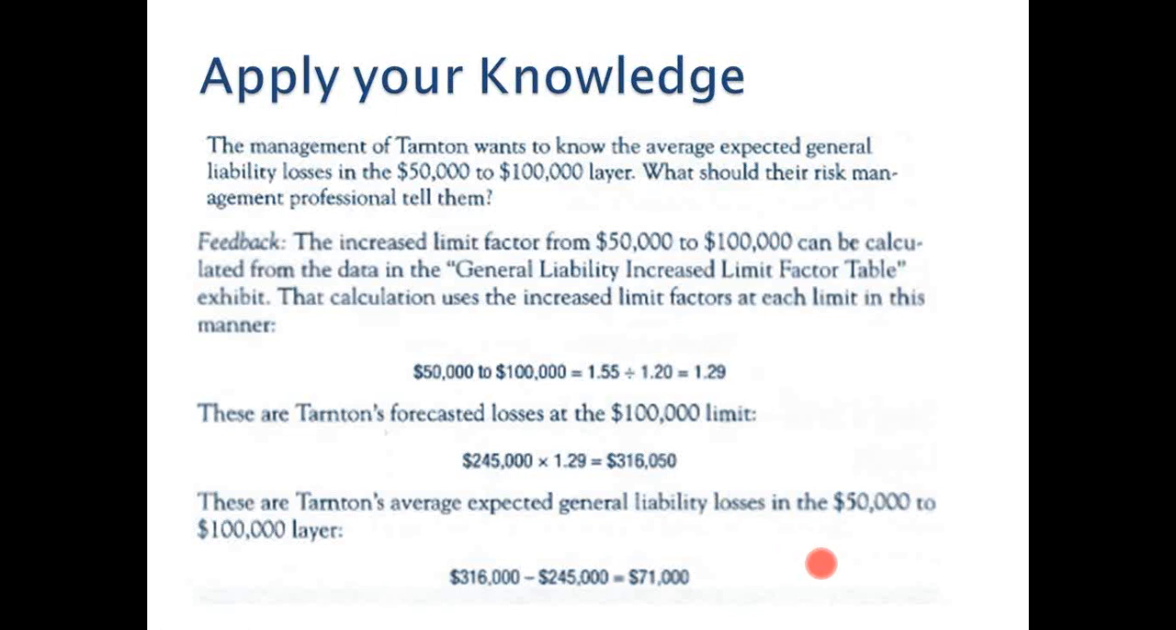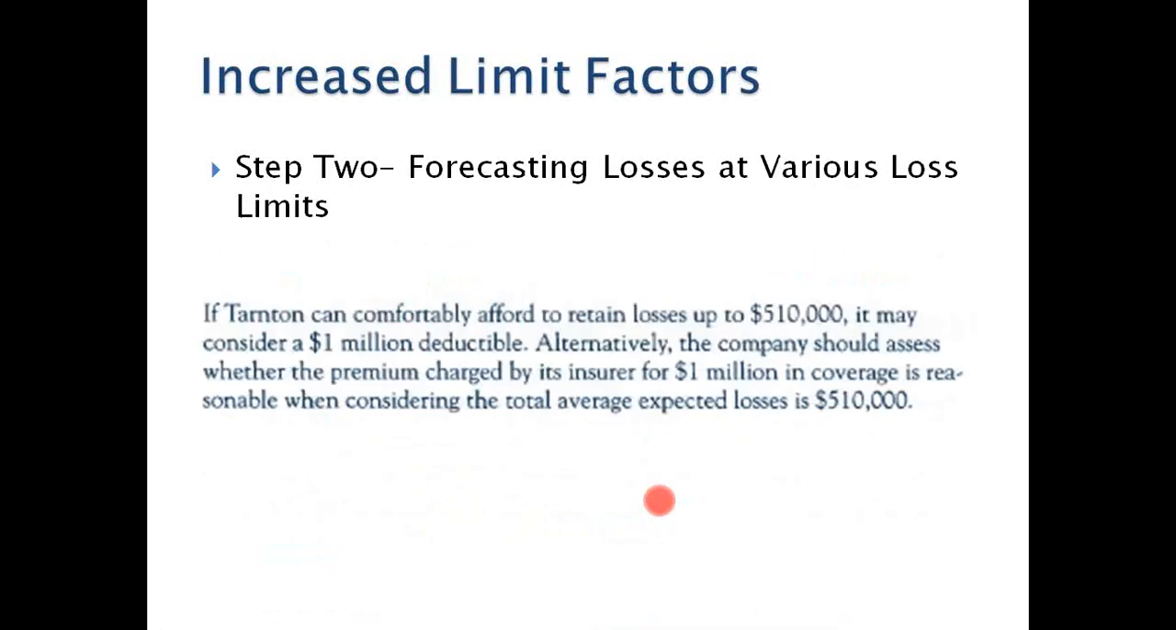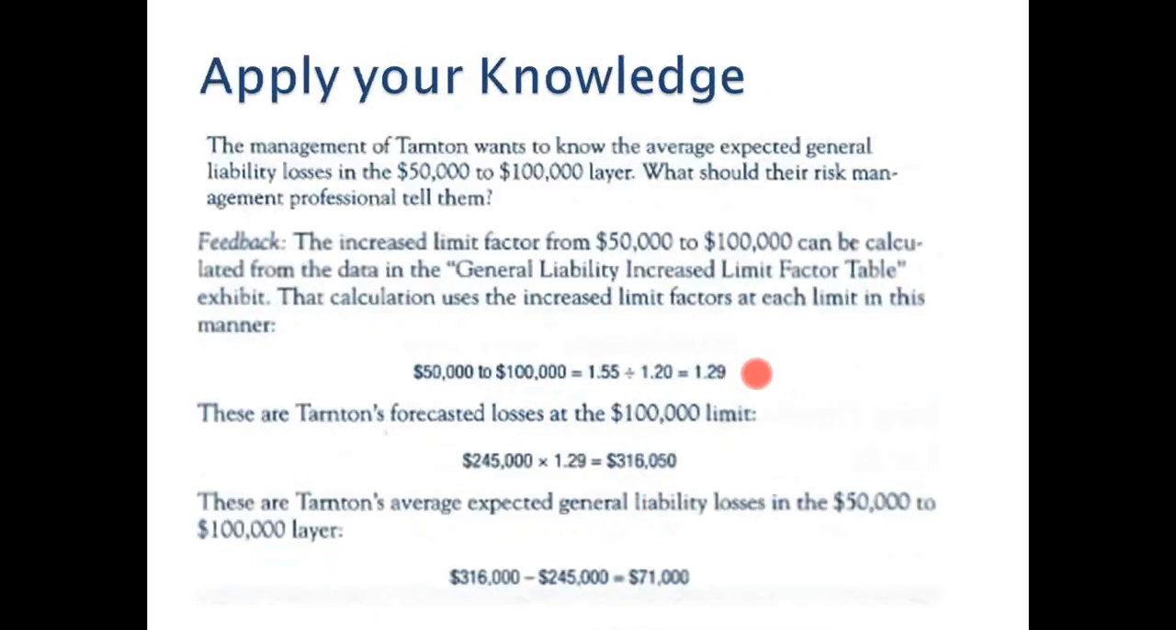So the increased limit factor from 50,000 to 100,000 can be calculated from the data in the general liability increased limit factor table, which we saw before. When we look at this, for the 50 to 100,000, I'm going to go back a couple slides just so you can see where this is coming from. It's going to be 1.55 divided by 1.2, and we come up with 1.29.